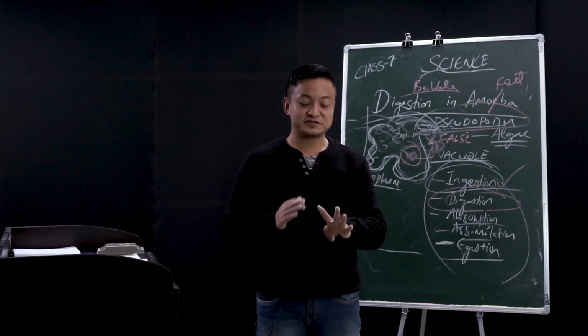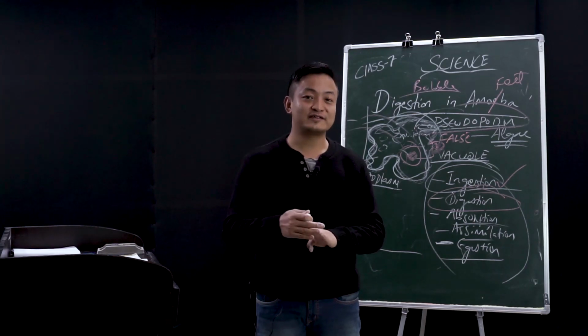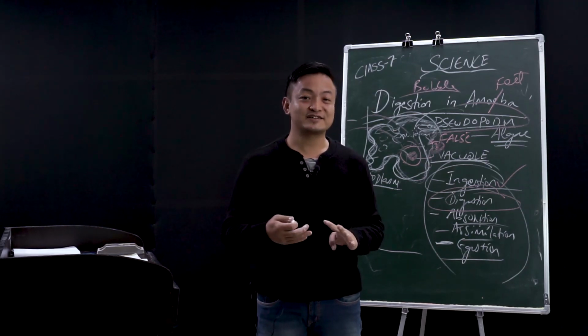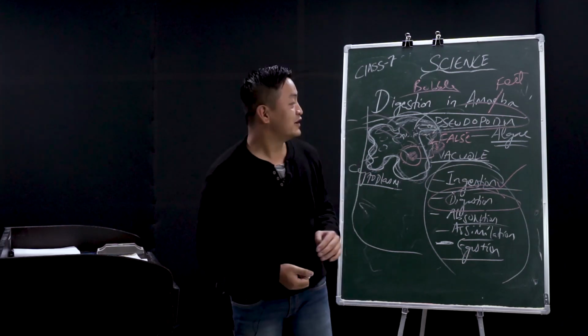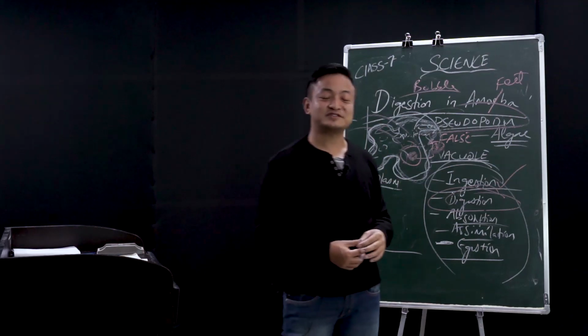Which teeth? I'll give you 4 options: molar, premolar, incisor and canine. Which out of these 4 is used for biting? The front part, incisor. Good. So these are some important questions from this chapter.